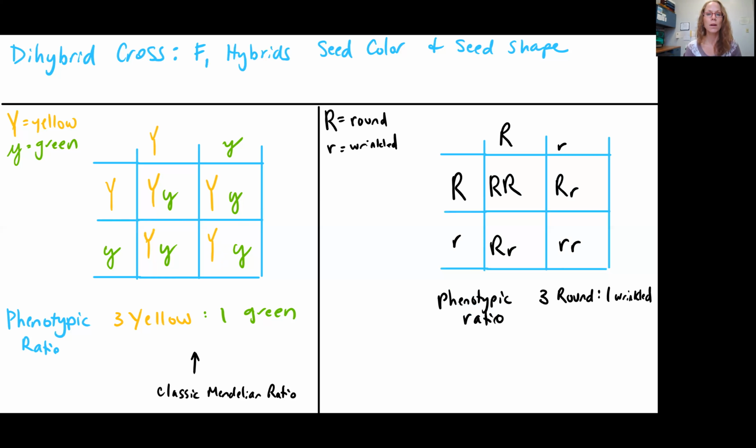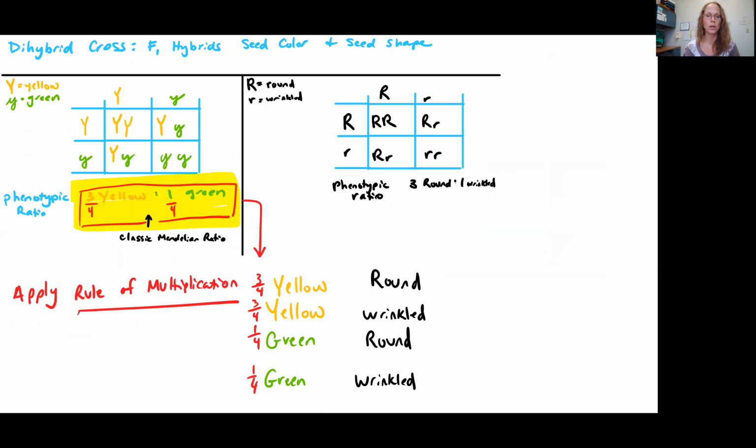Okay, but our work is not done because we're not interested in what is the seed color and what is the seed shape so much as the combination. So we're looking at what is the likelihood of being yellow and round and yellow and wrinkled, or green and round or green and wrinkled. And I'm going to figure this out using my rule of multiplication. So notice all I've done here is taken my phenotypic ratio from my yellow-green monohybrid cross, my seed color cross, and I've brought it down here. And I went ahead and I made it as a fraction, so it might be a little bit easier to think about it in that way.